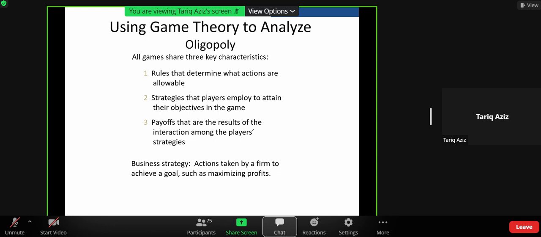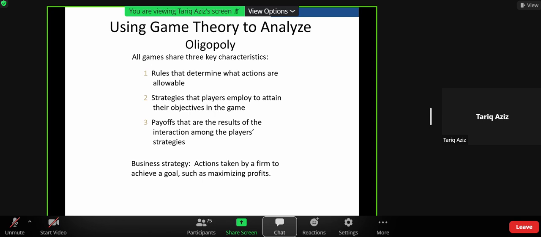Another feature of a game is strategies that players employ to attain their objectives of the game. So every player has some strategies, options, or actions that they can take. Because if there is no option, then it will not be a game. So if in front of every player there are some strategies, the action is called strategy in that game.